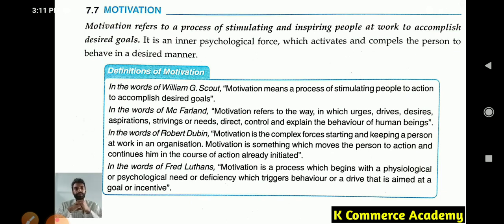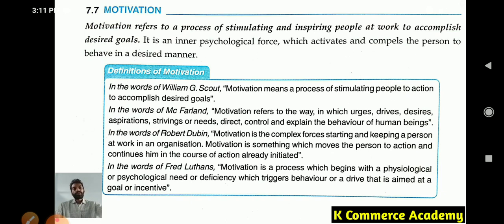Certain definitions have also been given by some authors and institutions, but we have to concentrate on the meaning. That is, motivation refers to a process. So what is motivation? Motivation is a process of stimulating, boosting up, and inspiring the people for accomplishment of desired goals. When a person gets motivated, they work willingly; when a person gets demotivated, they stop working. So we need to motivate the employees and workers in the organization so that the goals of the organization can be accomplished. Every person starts working for achieving the goals of the organization.